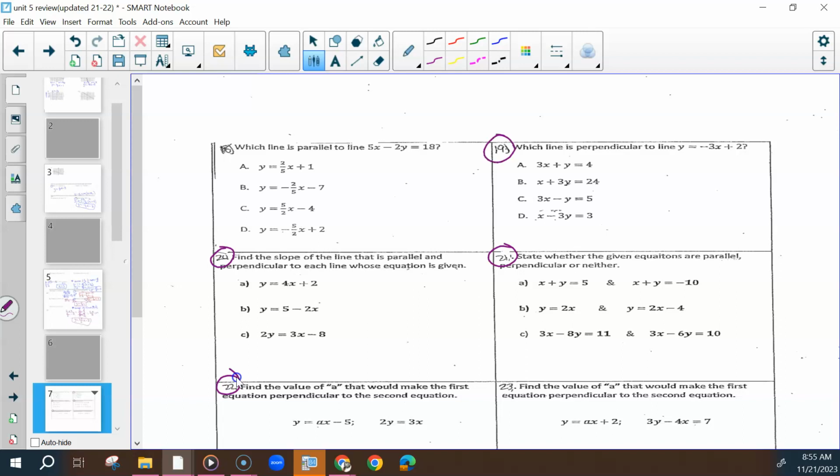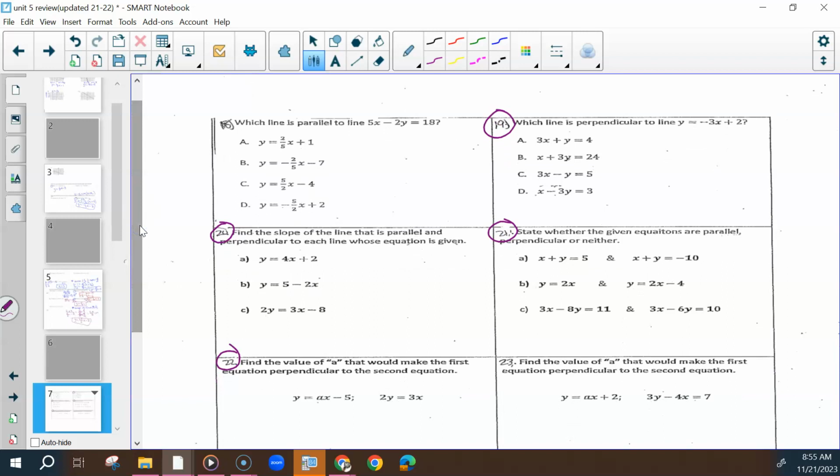Alright, so 19, we need to solve these. If we need to figure out which line would be perpendicular to this, we can find the slope that would be perpendicular. We take that and flip it and make it positive. What would that new slope be? So it would be positive 1/3. So one of our equations has to have that slope.